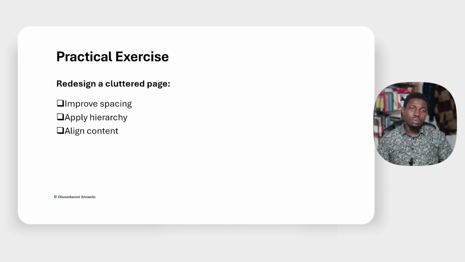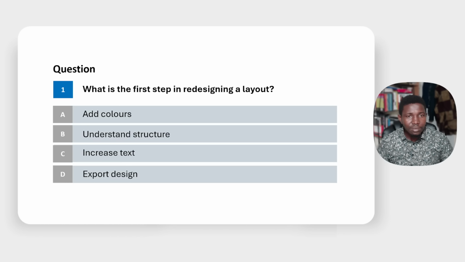So what you're doing here is improving spacing, applying hierarchy, aligning content. And that's your practical exercise, making two works, okay? And now have a look at this. What is the first step in redesigning a layout? When you want to do it, what are the first steps that you need to take? More comments, more comments. Waiting.